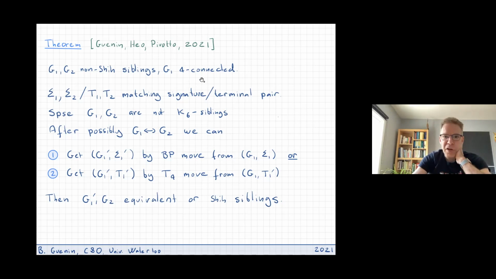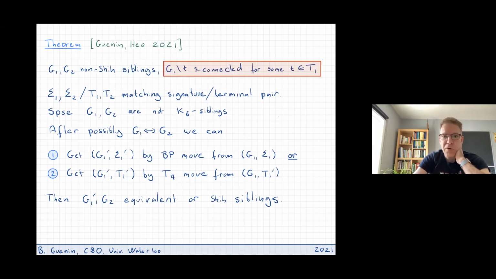Now, one thing which is ugly is this 4 connected condition. So we can do a little better, but not everything we want to do. We can do the following. I don't need that the graph G1 be 4 connected. All I need is to be able to find a terminal in G1 or G2, in one of the two graphs, so that after removing that terminal, the graph is 3 connected. And you'll sort of see why, because I'll give you an idea of how the proof came about. So that's as far as we were able to push it.